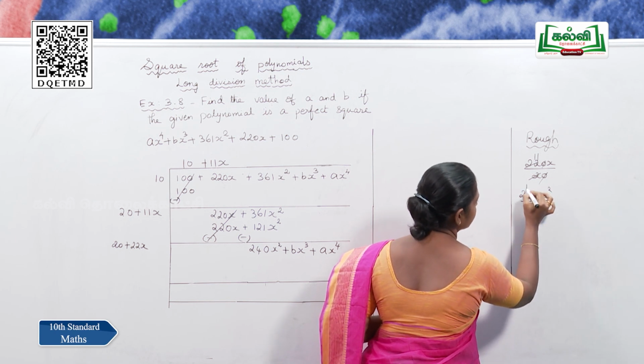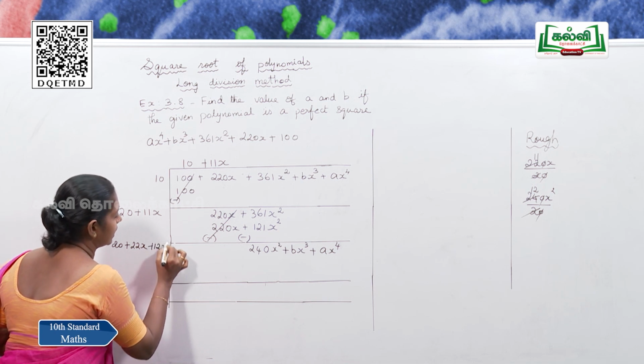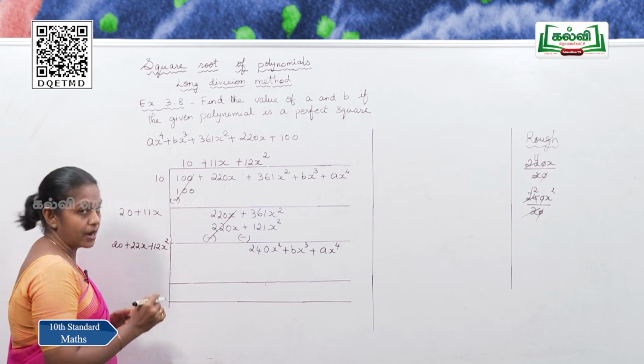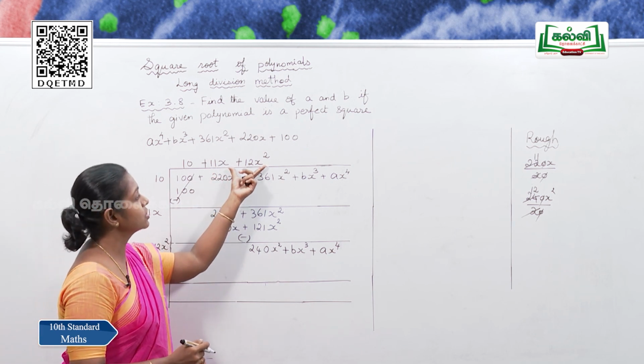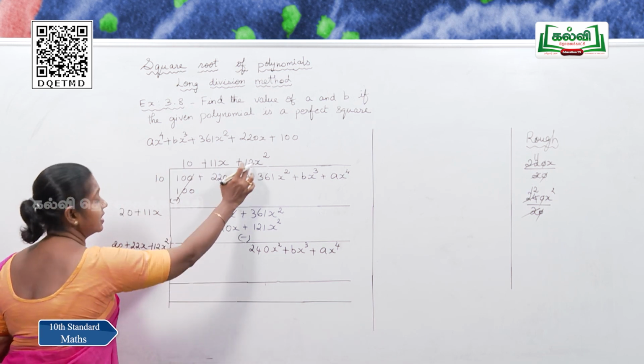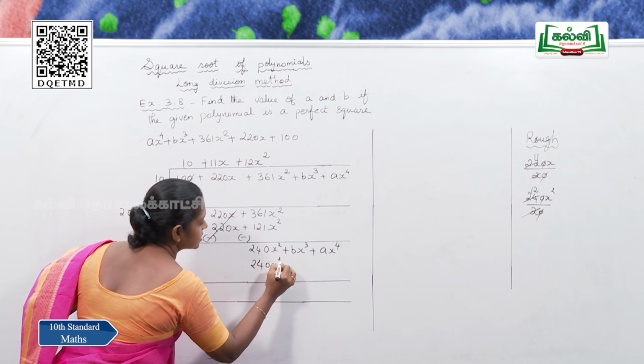And this is nothing but what? 12. 12x squared. That should be written here, 12x squared, and in the quotient place also. Now again, I am coming back to the quotient. I am just multiplying this 12x squared with these three terms. What will I get? 12 into 20, we all know, 240x squared.